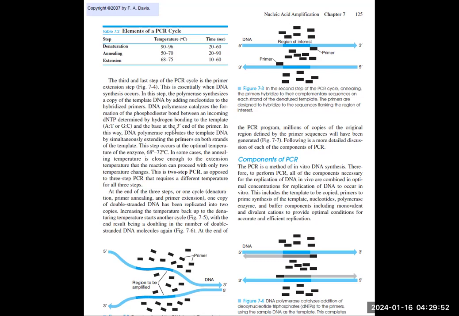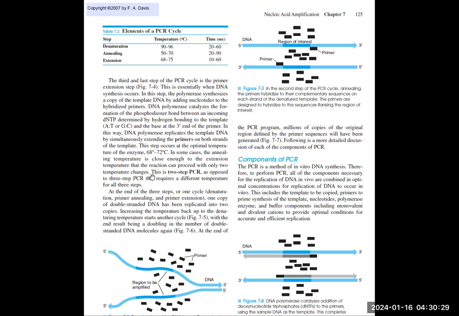So, DNA polymerase replicates the template DNA by simultaneously extending the primers in both strands of the template, and this is really dependent on the enzyme's optimal temperature, because we cannot just choose any temperature we would want to have. DNA polymerase is really specific and will function best. Optimum temperature is at 60 to 72. Some books would say 68 to 75. So it's up to that. Still within the range though.